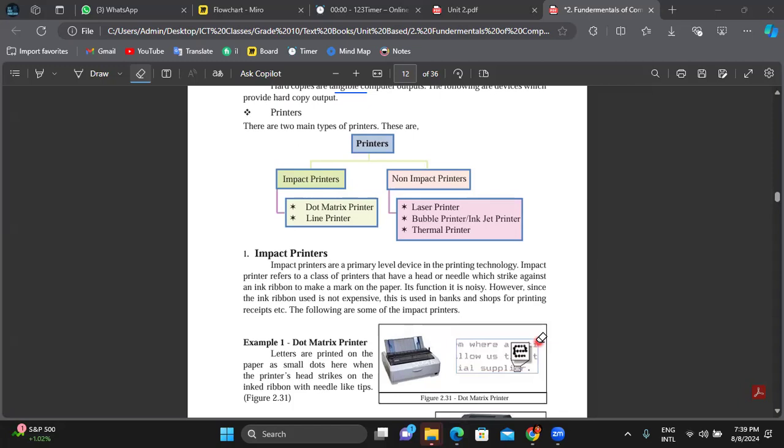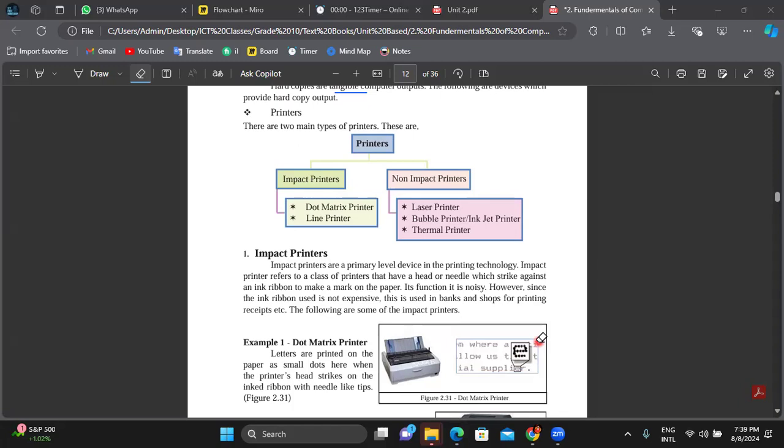The needle must be ejected. So the needle has an impact with the paper. That's why we call those kinds of printers impact printers, whereas non-impact printers means the paper and the printer have no physical touch between them.